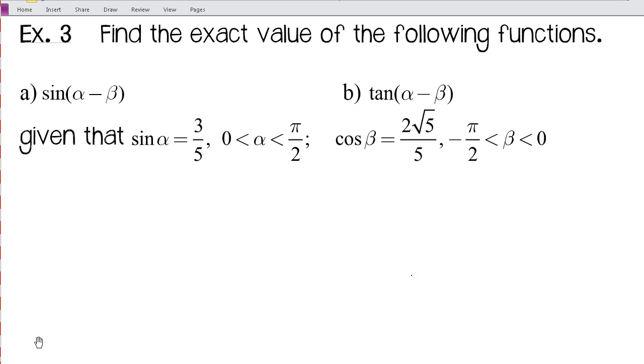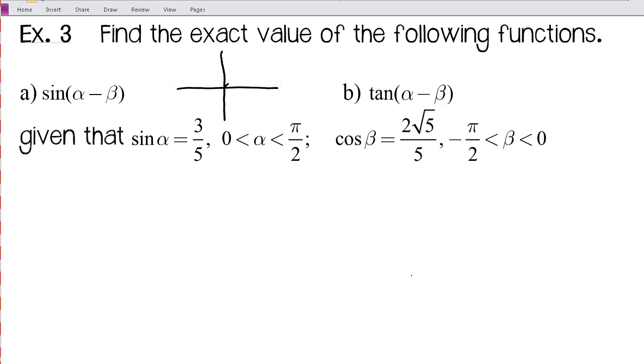So for this type of problem, we're looking at two different triangles, one that has an angle with alpha in it and one that has an angle with beta in it. And in these two triangles, we know the sine of alpha is 3/5. And we know that alpha is somewhere between 0 and pi over 2, so that means that it's going to be in the first quadrant.